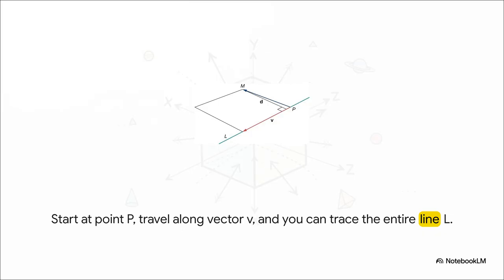And you can see exactly how it works here. You start at your point P. From there, you can get to any other point on that line just by traveling along your direction vector, V. Travel forward a little bit, you're at a new point. Travel backward a whole lot, you're at another point. It's like a recipe for the entire line.